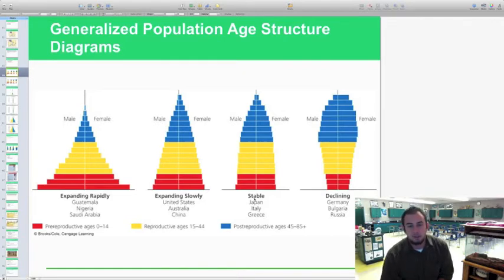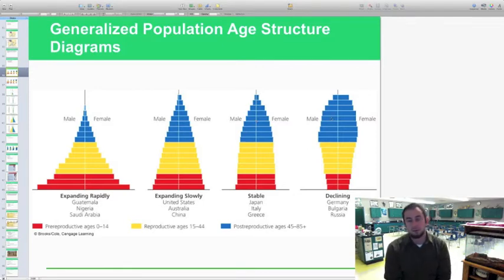A stable population like Japan, Italy, and Greece looks like a straight up and down tower, very much like the Washington Monument, I would say. And that means they're pretty even as far as pre-reproductive and reproductive ages, and they're getting smaller as far as post-reproductive ages.